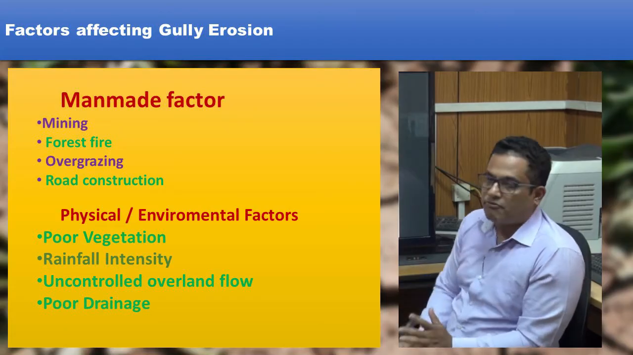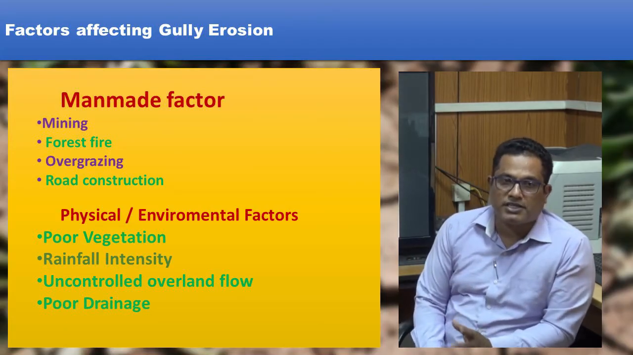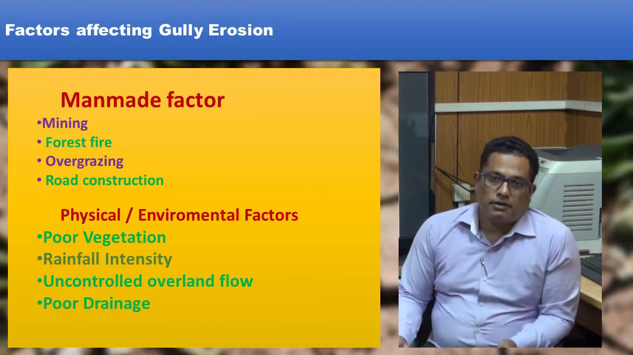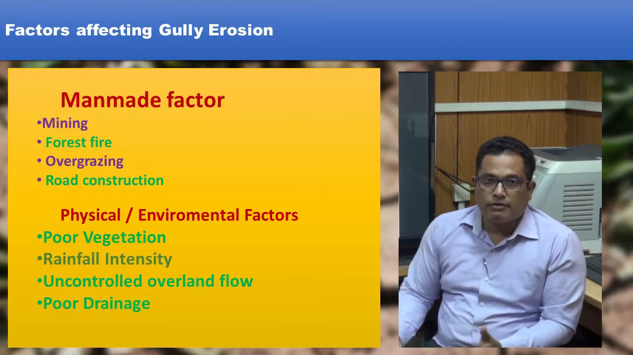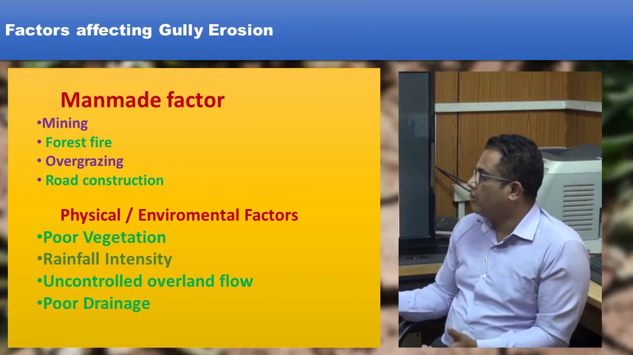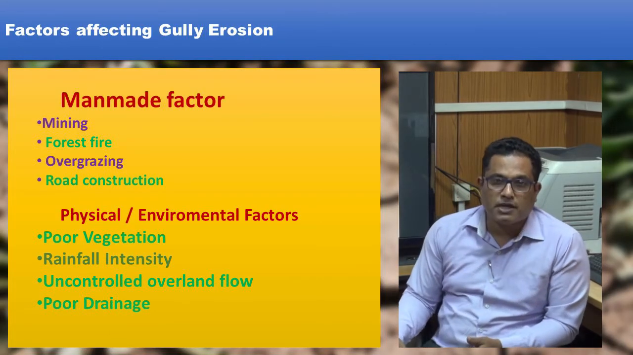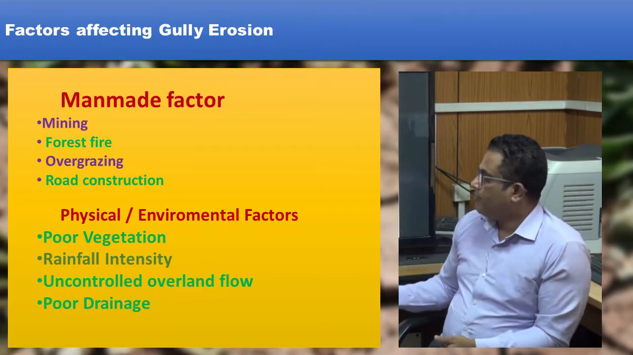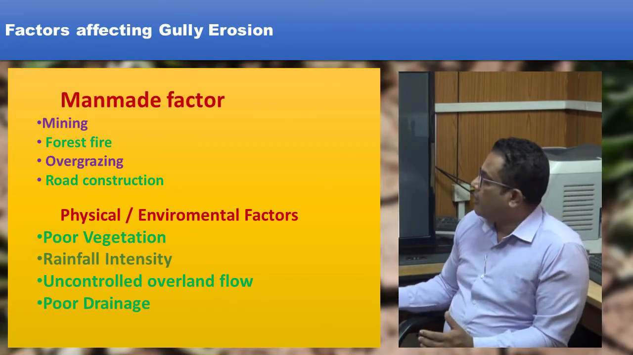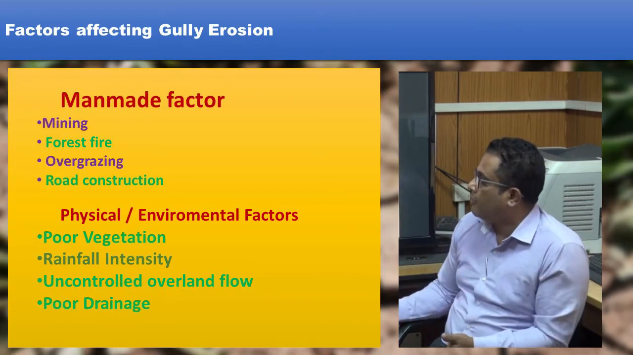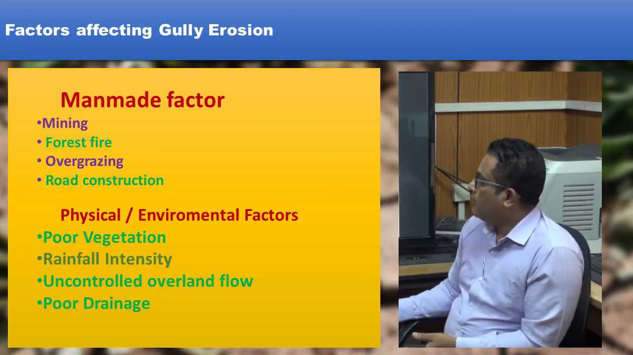So wherever the forest cover or the protective cover is removed, the land surface will be exposed to agents like wind and water, and thereby it will cause erosion. Especially in forest areas where the slopes are very steep, it will convert to V-shaped gullies and rills, then later it will be converted to gullies.